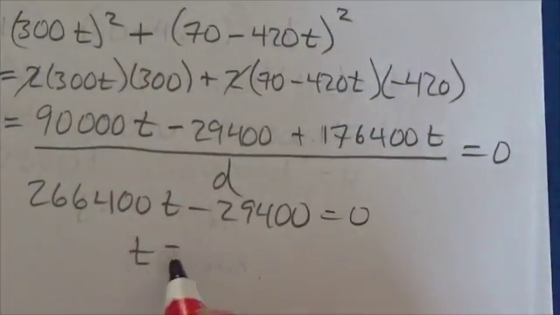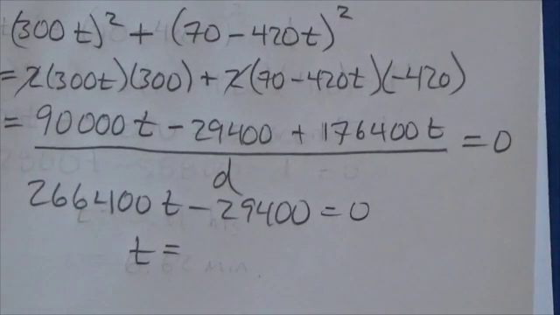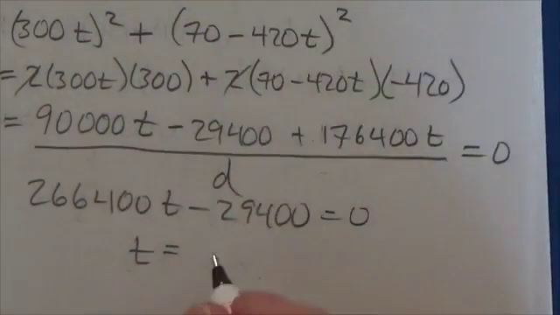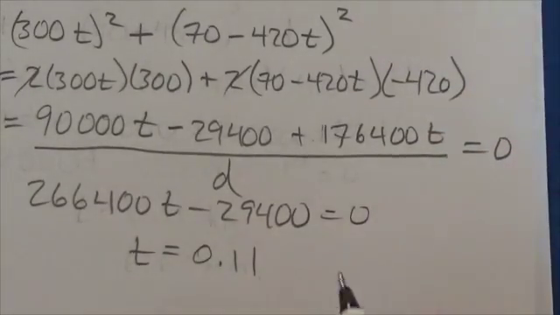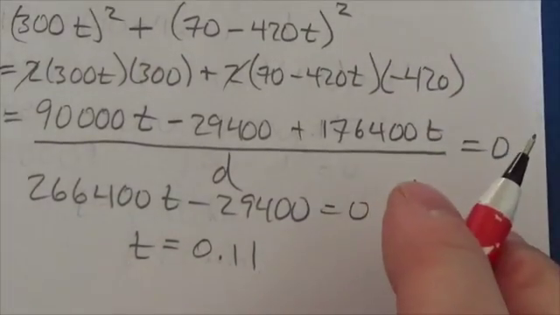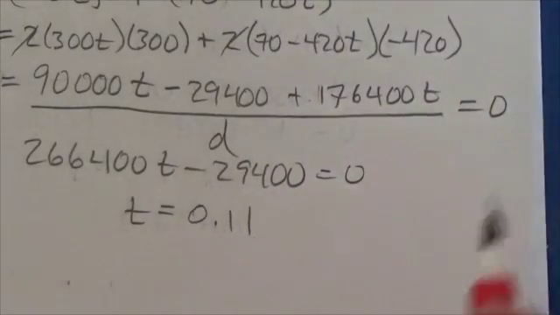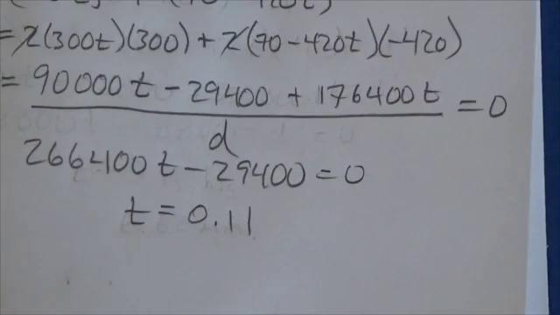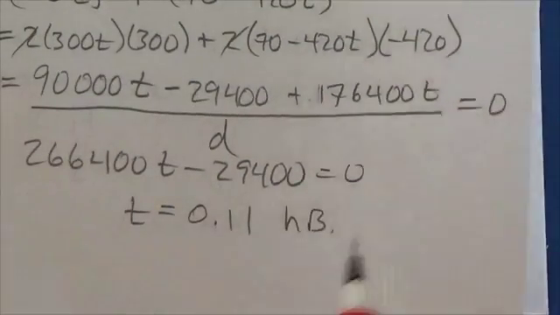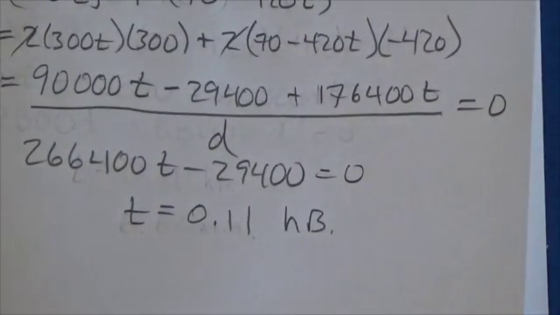And so now t will equal 29,400 divided by 266,400. And the answer is 0.11. Now, that's 0.11 hours. Now we might convert that to minutes if we really wanted to, but that is probably good enough for what we need in the next question.